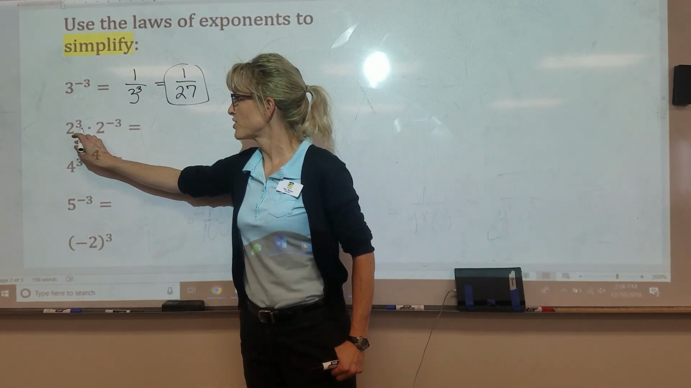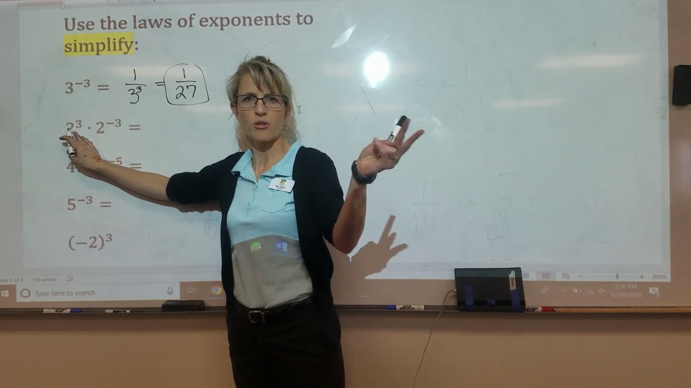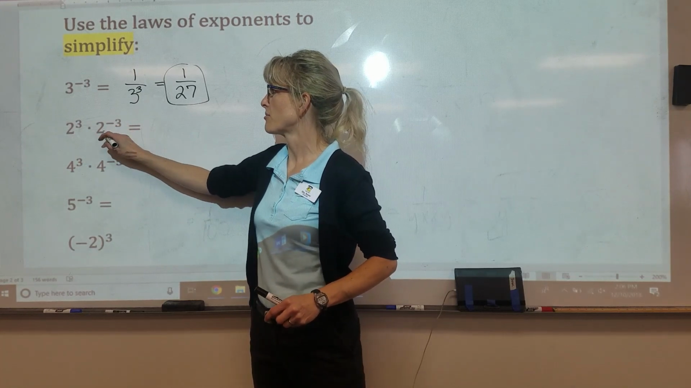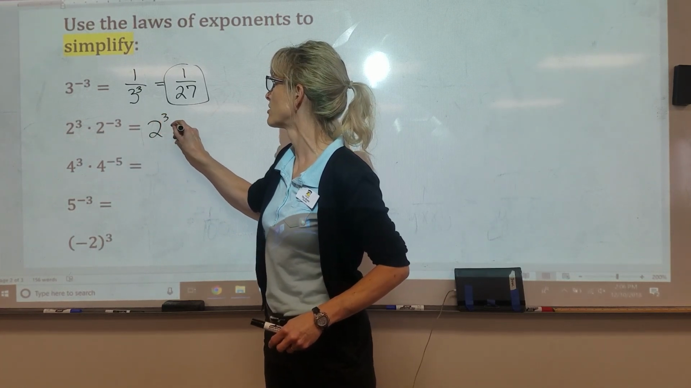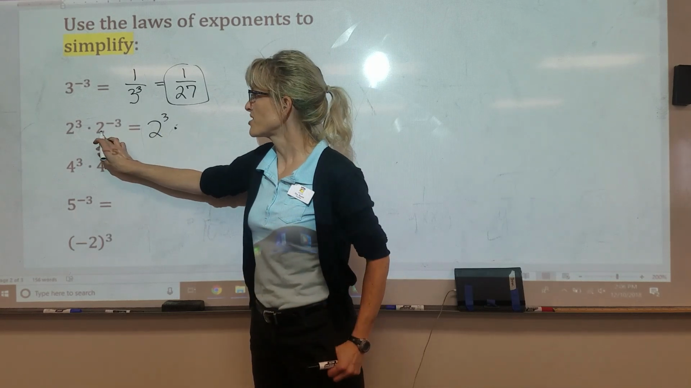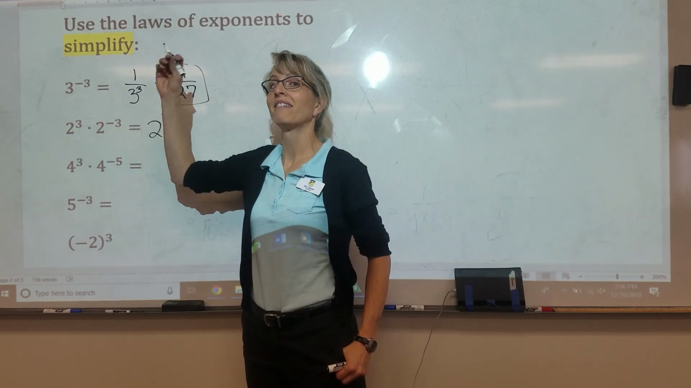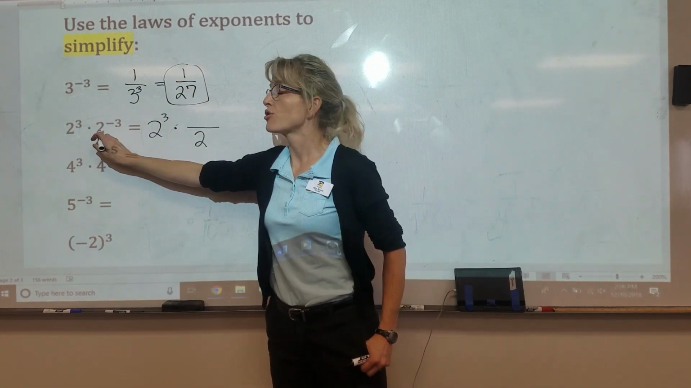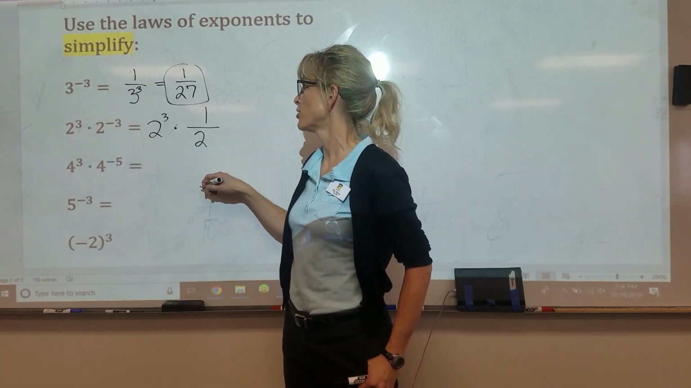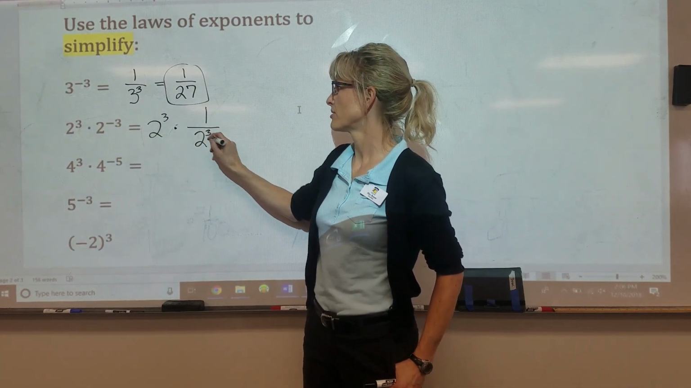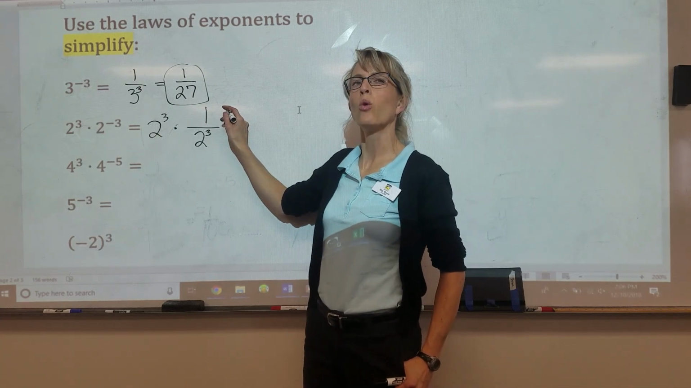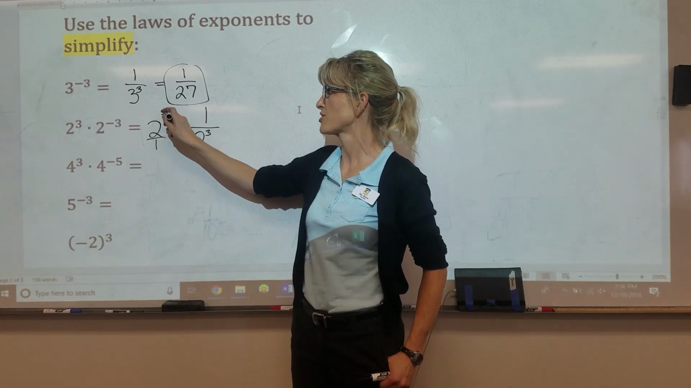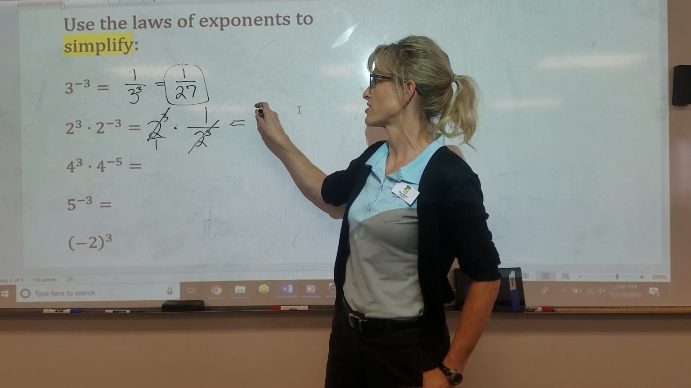How about this one? 2 cubed doesn't have anything negative in it, so I'm just going to leave it alone. But this one has that negative in it, so I'm going to do something to that one. So let's rewrite the first, 2 cubed, times. This one says if it's negative, I write the 2 in the denominator. So the 2 goes in the denominator, 1 in the numerator. My sign becomes positive. And then I've got 2 cubed times 1 over 2 cubed. It's the same in the numerator as in the denominator, so it all cancels and I get 1.